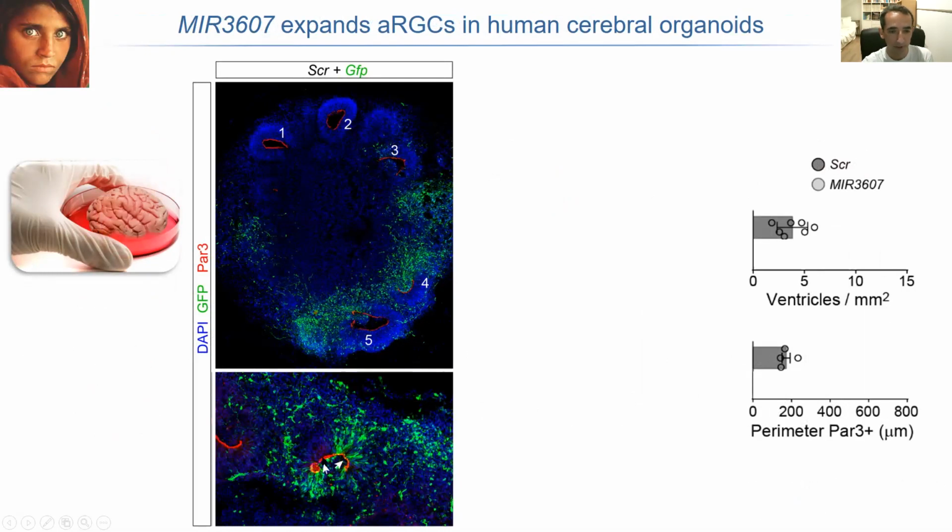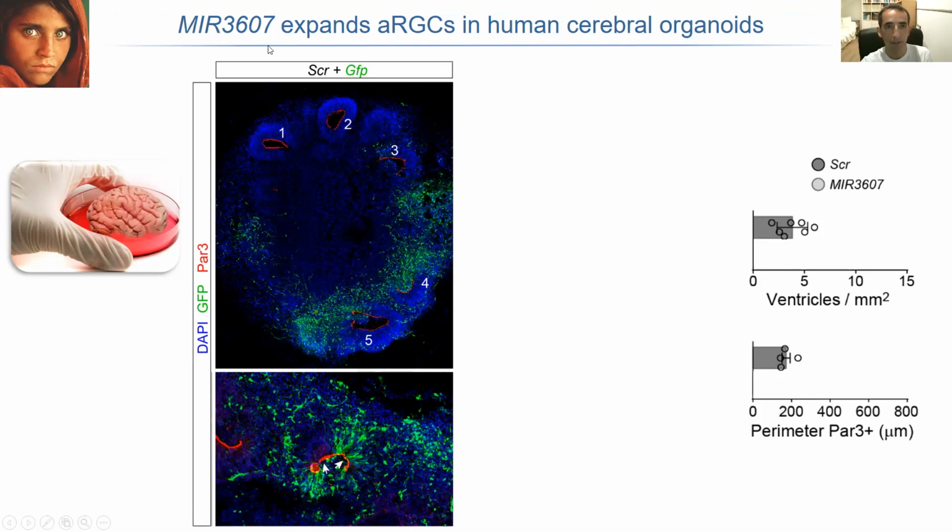And you can see that these ventricles have an apical surface that we could measure. And this is the number of ventricles that we would observe on average per organoid, and the accumulated length of PAR3 apical surface on these ventricles.